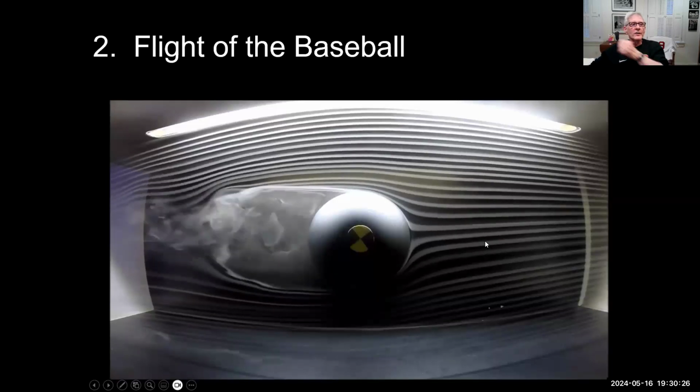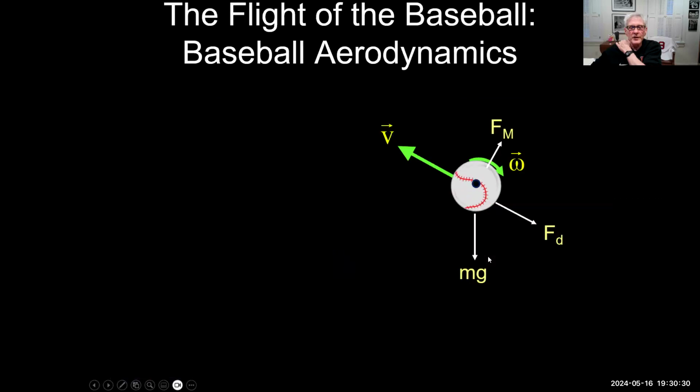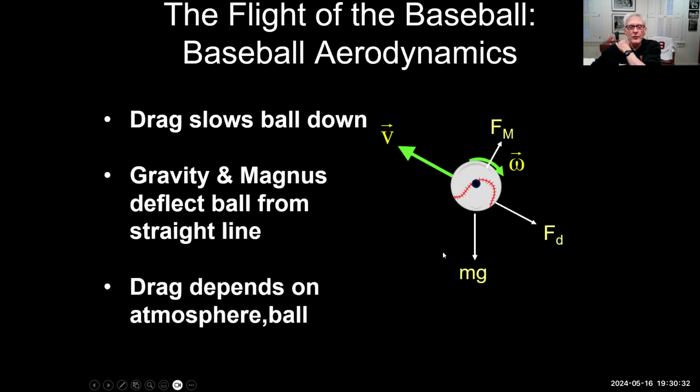All right, now I want to turn to the second topic, the flight of the baseball, and I'm going to cover this mostly pretty quickly. There are three forces on the ball as it's traveling through the air. Gravity, that's mg here, is pulling it down. The air drag, the fact that the ball has to push the air out of the way, is slowing the ball down. And if the ball is spinning, there is what is called the Magnus force on a spinning ball. It's the thing that makes the ball change direction.